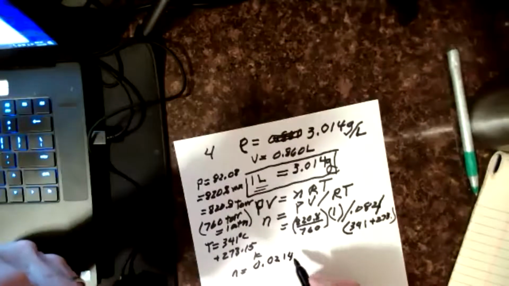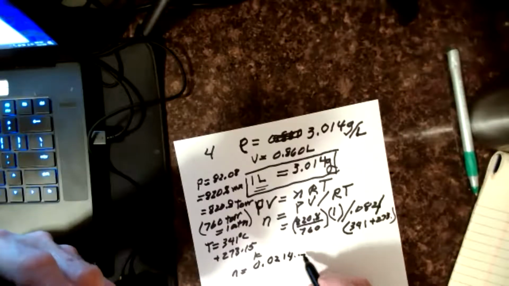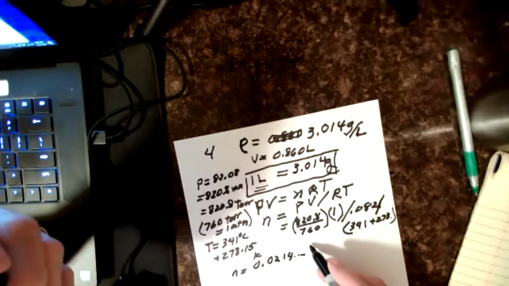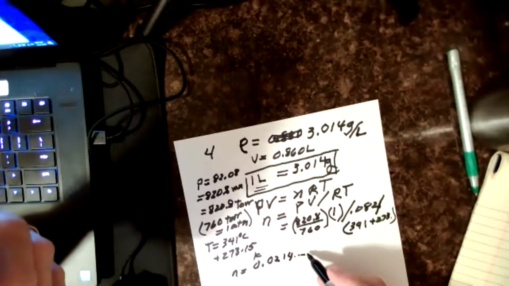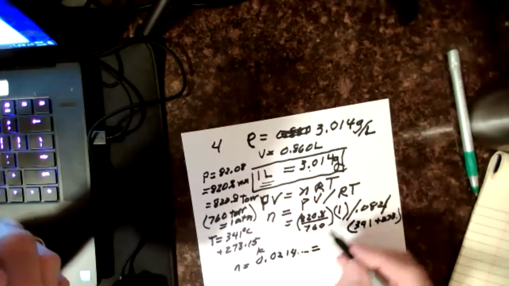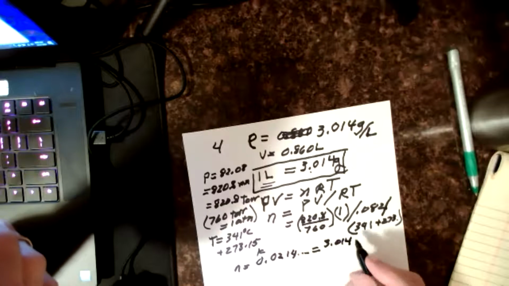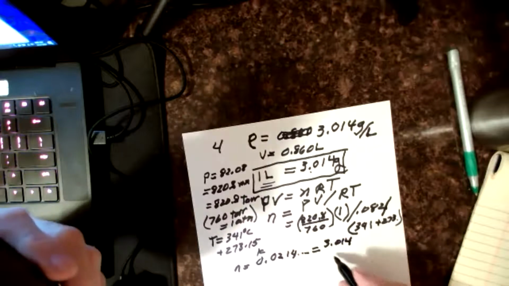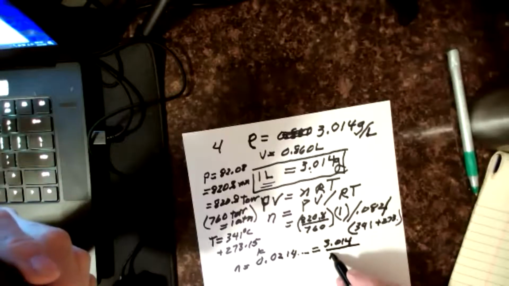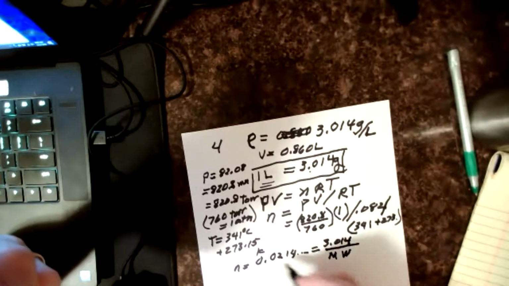So my number of moles I get to be 0.0214. And, you know, there's other digits in it, 19. Now, that's the number of moles. So that many moles is equal to this many grams, 3.014, divided by molecular weight. So if I take the mass divided by molecular weight, that gives me moles.